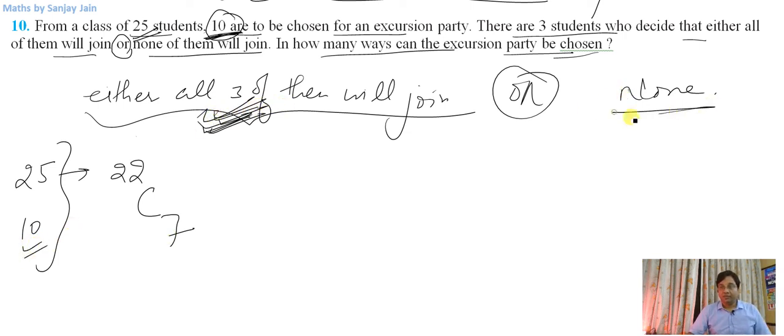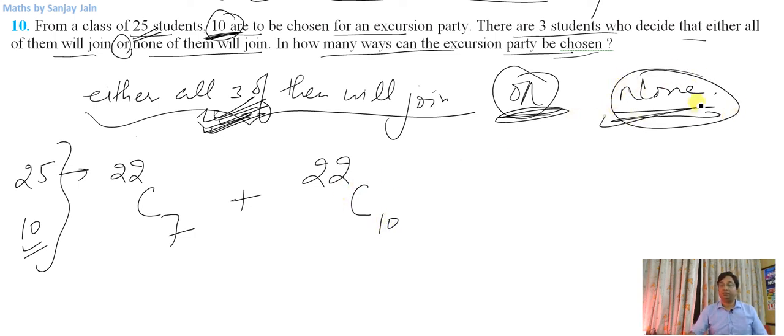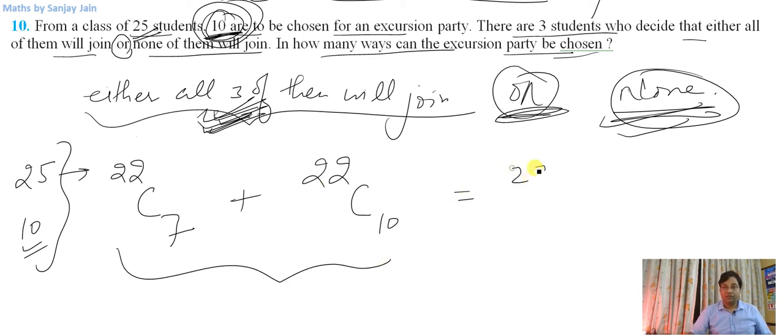If none of them goes, I have still 22 students to choose from and there is an or here. So I'll add. I have 22 students to choose from and I have to choose all 10 students from these 22 because these 3 are not going. None of them is going. So I have to choose all of these 10 from the 22 students. So this is going to be your answer. What is your answer? 22C7 plus 22C10, right? Okay.